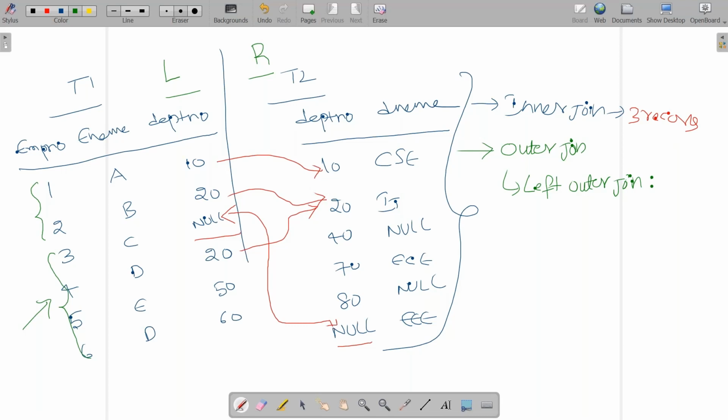All the records from the left table are going to be displayed in the final output. In total, how many records are we going to get here? 1, 2, 3, 4, 5, 6. This is the left join output.